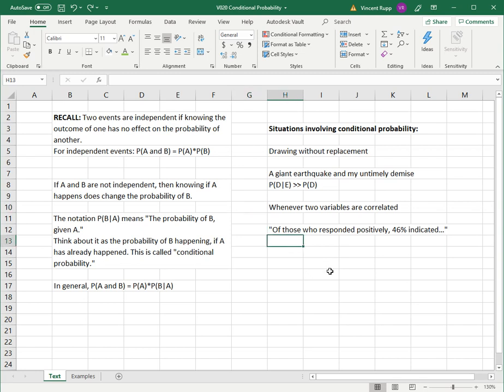But you see a lot of conditional statements, like just when you're reading, but you tend to overlook them because they're just such a normal part of English, you don't really think about relating them to math class. So you might see statements like, of those who responded positively, 46% indicated. So that's a probability: it's 46% if, or given, that someone responded positively. In the next video, we'll look at several examples and calculations using conditional probability.